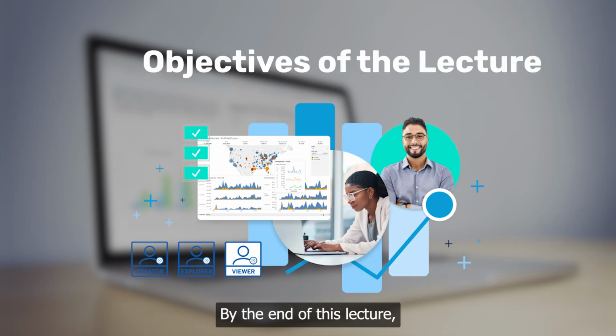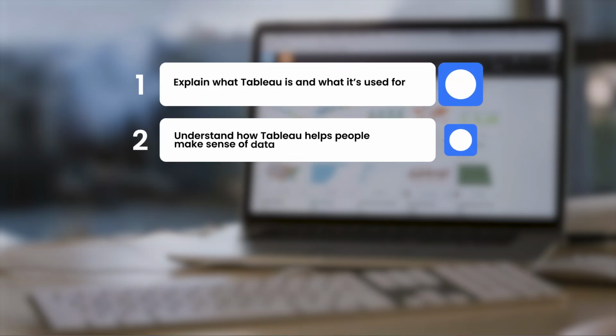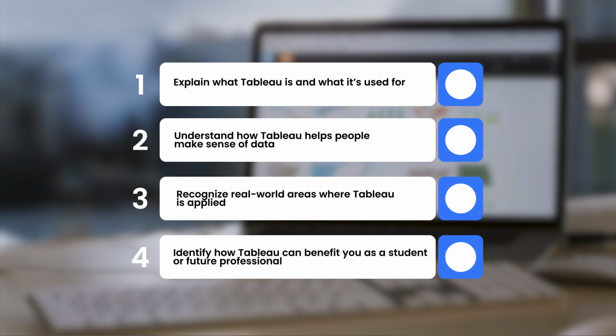Objectives of the lecture. By the end of this lecture, you will be able to explain what Tableau is and what it's used for. Understand how Tableau helps people make sense of data. Recognize real-world areas where Tableau is applied. Identify how Tableau can benefit you as a student or future professional.